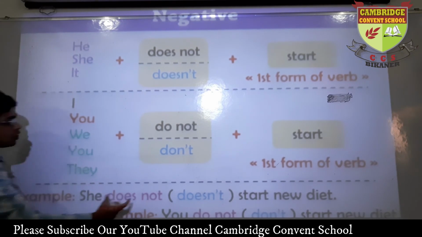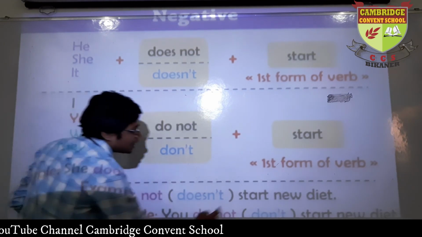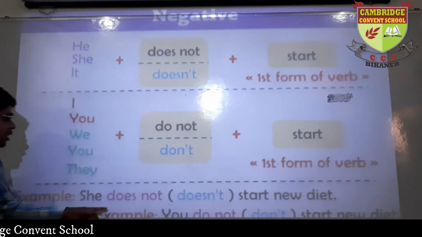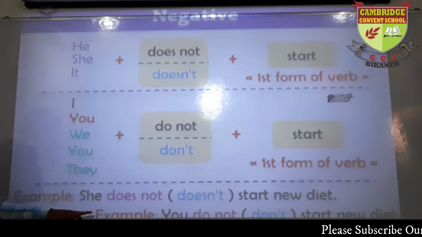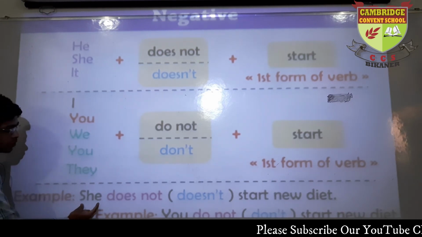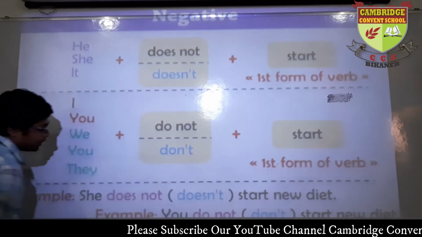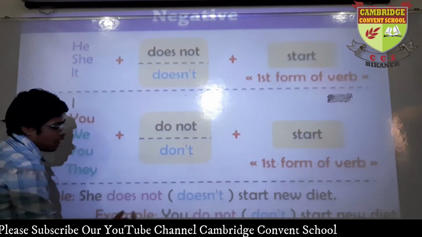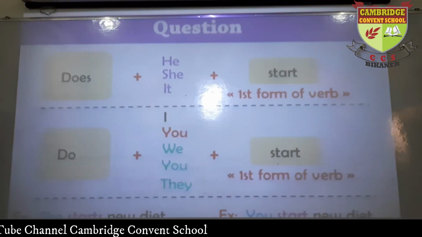Example: she does not start new diet. So we can see here the main verb is common in both sentences. We distinguish both sentences from each other by whether the subject is singular or plural. With a singular subject we use does after the subject: she does not start new diet. In the plural sentence we see: you do not start new diet. So after the plural subject we use do. That is a negative sentence.